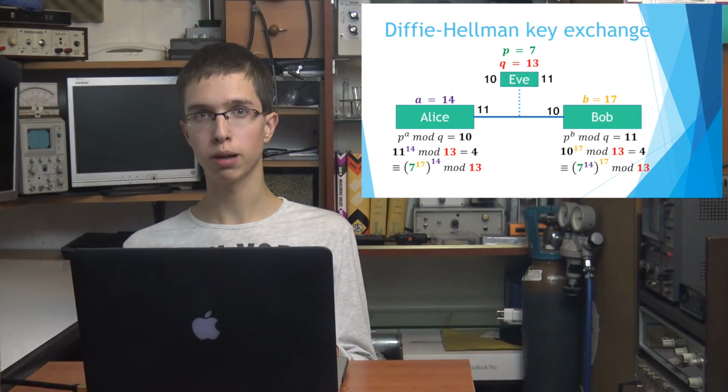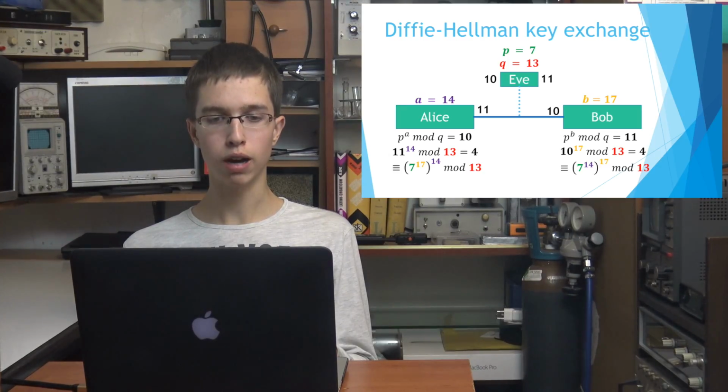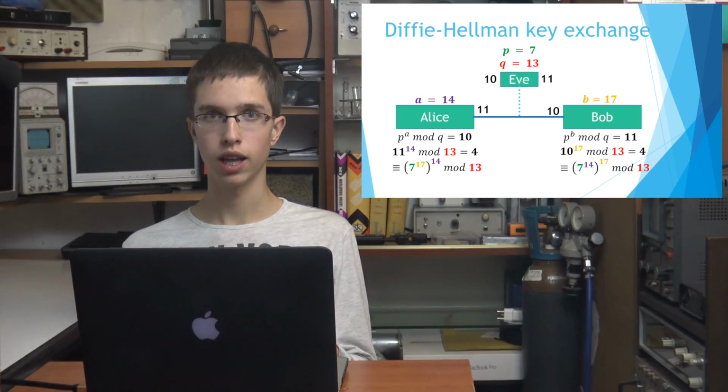Furthermore, Alice's public number 10 has been gotten as 7 to the power of 14, all of that modulo 13. Therefore, 7 to the power of 14, all of that to the power of 17, and this modulo 13 is congruent to the first expression we've got.